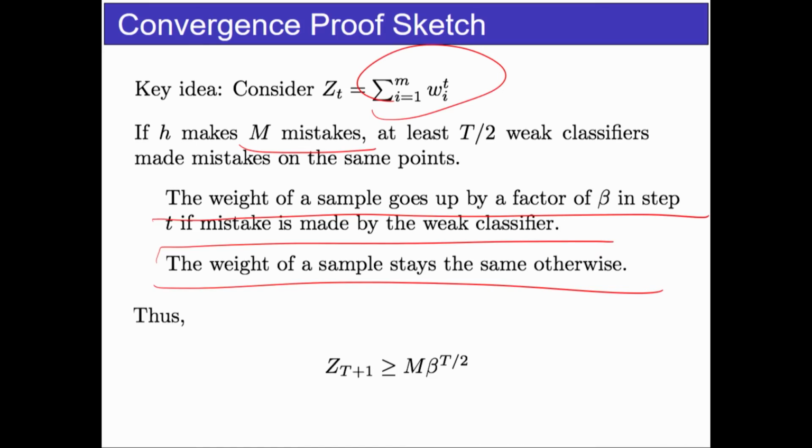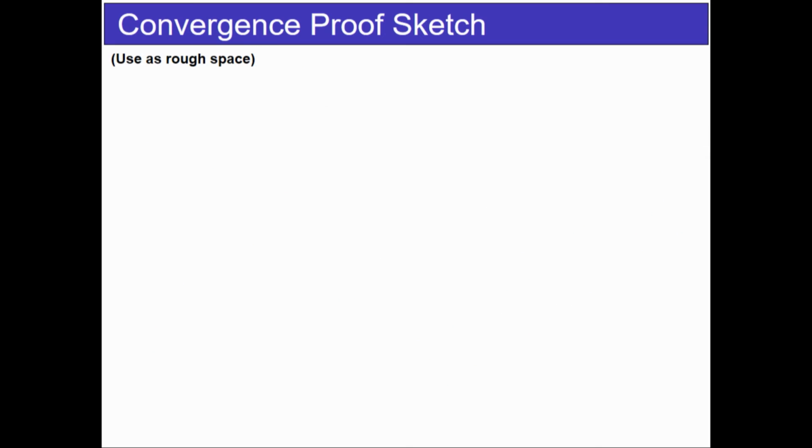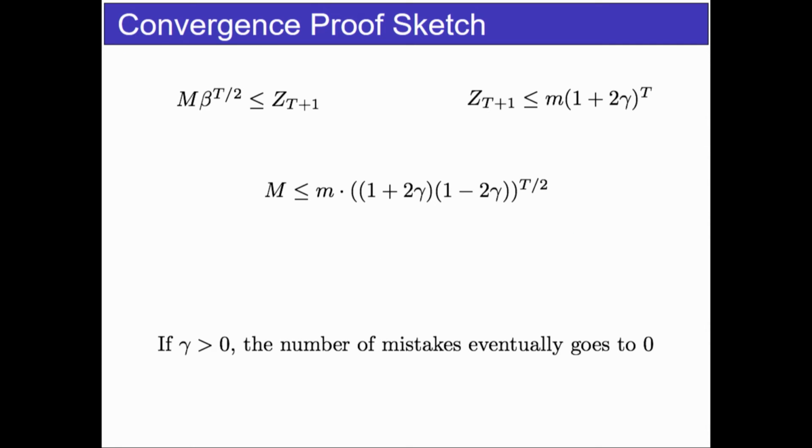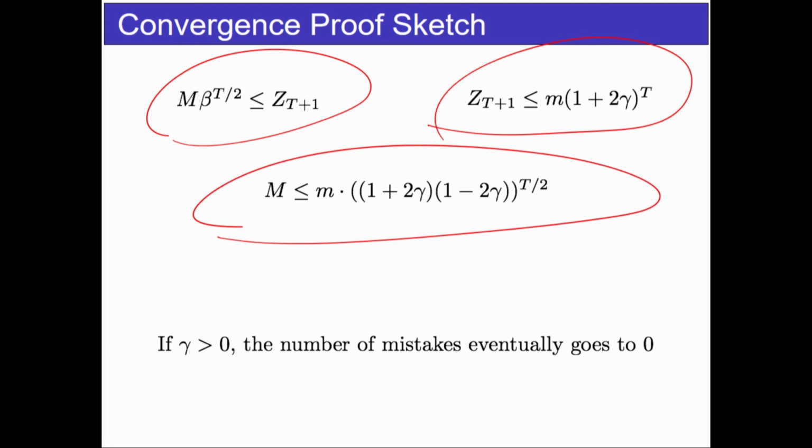But you also have that ZT is at least this much. ZT is growing fast, that's what this is saying. And ZT cannot grow too fast, that's what this is saying. You can put those both together, which is basically ZT plus 1 is greater than or equal to... ZT is growing fast, but ZT is growing slow. So there are two contradictory statements, but both are true. That means you can put them together, and you'll get this.